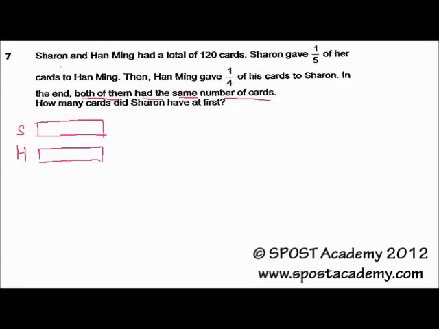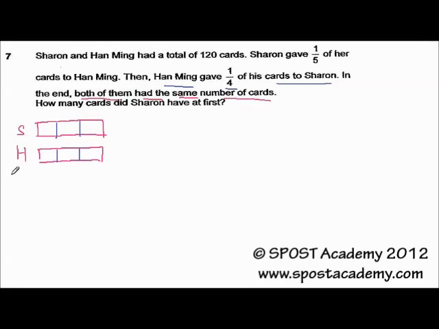Now, they had the same number of cards because the second last sentence says that Hanming gave 1/4 of his cards to Sharon, which means that Hanming ended up in this situation because he gave away 1 unit. So what is left is 3 units. So if this is cut into 3 units, this will also be cut into 3 units.